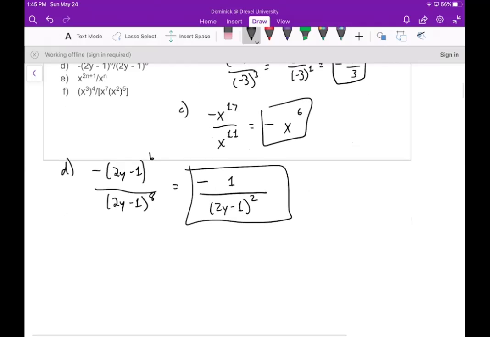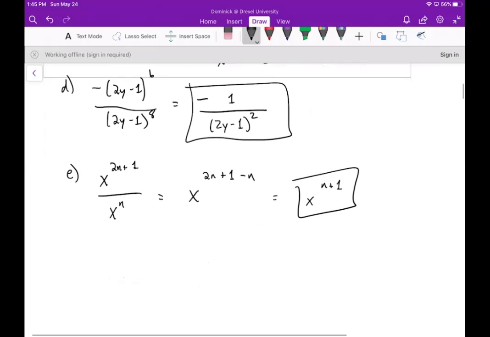Okay, part E, we have x to the 2n plus 1 over x to the n. So of course, just as a refresher, this is 2n plus 1 minus n. So if we combine like terms there, we're going to get x to the n plus 1.